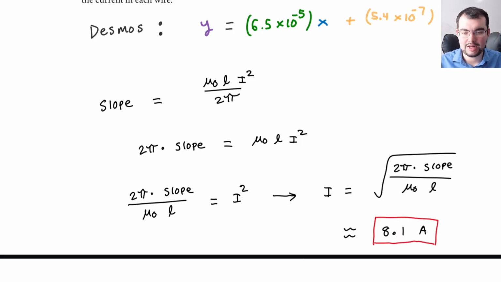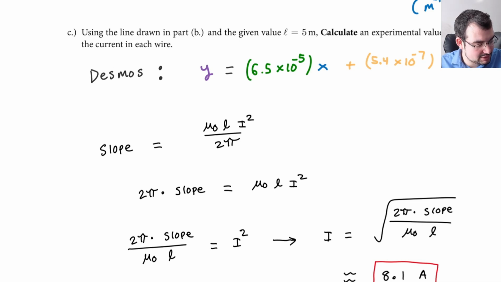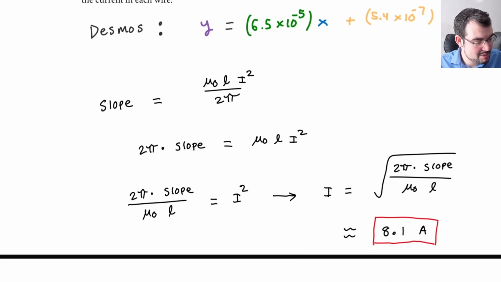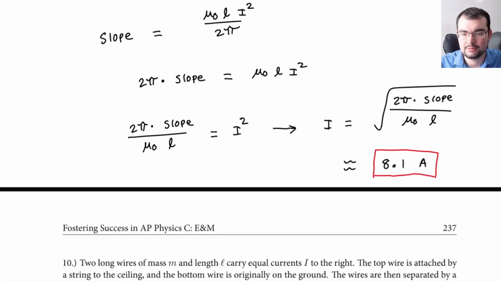Yeah, so that's kind of a tricky lab manipulation question. And why is it going to be about an amp or on the order of single or double digit amps? Well, let's see. Mu naught is about 10 to the 6. And the slope was about 10 to the minus 5. Yeah, it makes sense, right? Because we're going to get about 10 to the 6 here. So orders of magnitude work out. So I'm not totally surprised there.